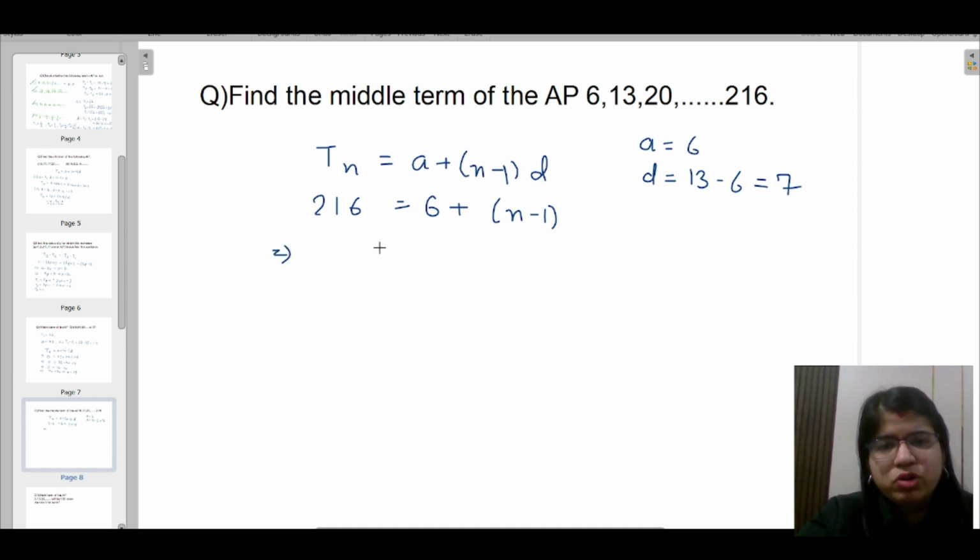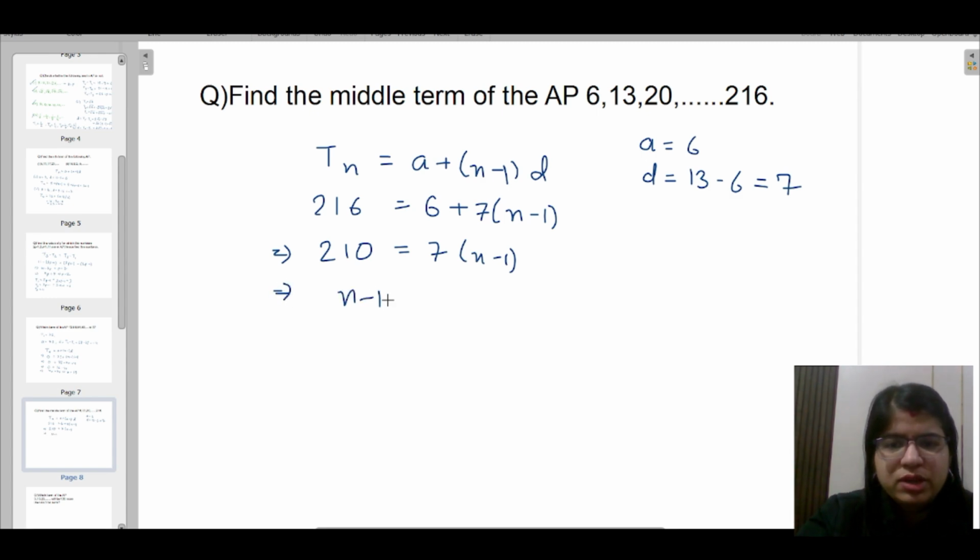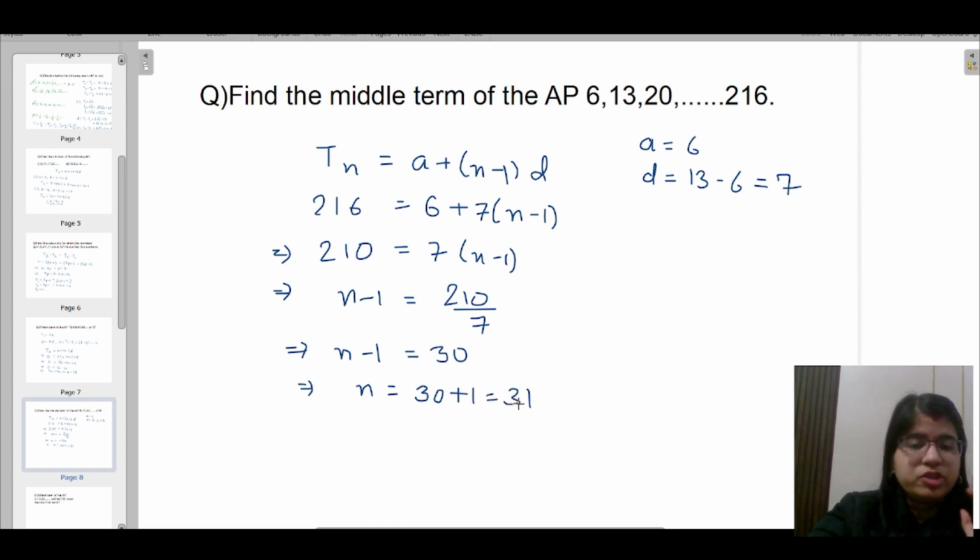Now students, what are you going to do? 216 minus 6 will be 210, which is equal to 7 into n minus 1. So n minus 1 will be equal to 210 upon 7. So n minus 1 is equal to 30. So we can say n is equal to 30 plus 1, which is equal to 31. So the total number of terms is 31.